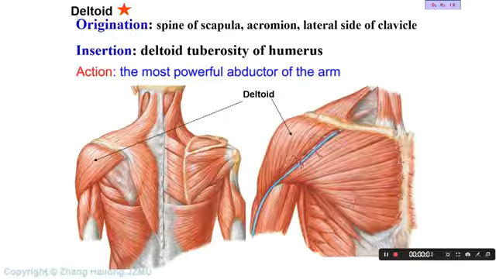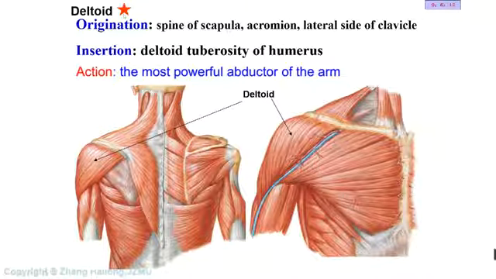First, let's study the deltoid. You see there is a red five stars. When you see the star, it means this muscle is important. You must master it. If the muscle is important, you should master first the origin, where it is from. Second, the insertion, where it ends. And third, the action of it. Now let's see the deltoid.